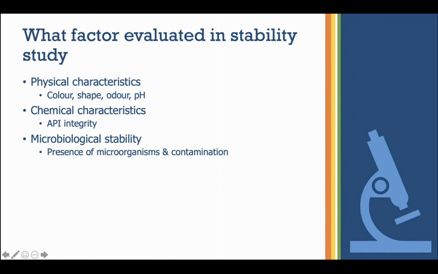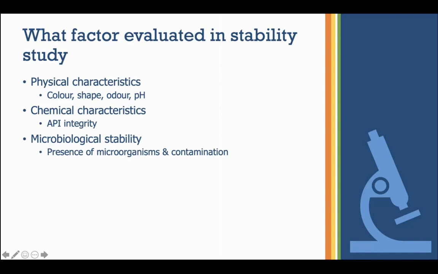As an example, if the product is a suppository, or if you are not familiar with a suppository, the product is like a tablet. If the tablet changes in shape, maybe cracked or something during the storage, this shows that the product is not stable under the storage temperature. The odor of the product has to be maintained, and also the pH. These are the characteristics of the physical stability.